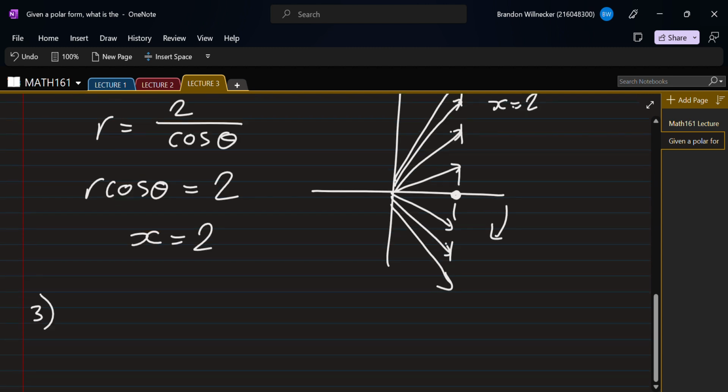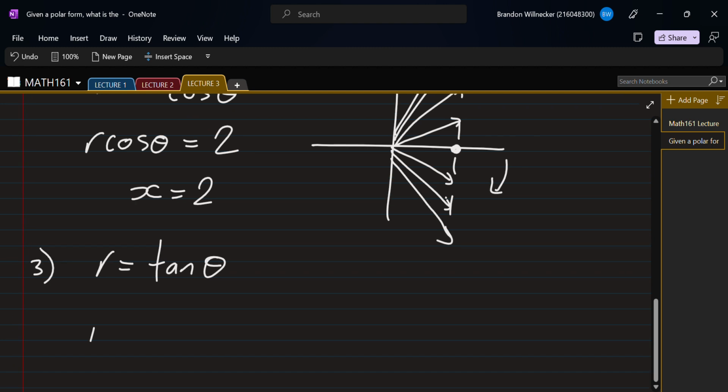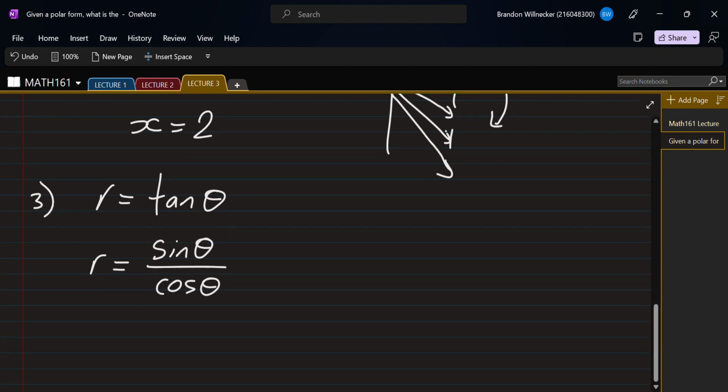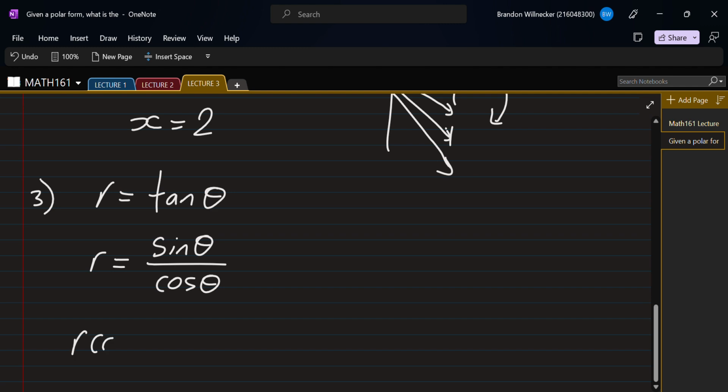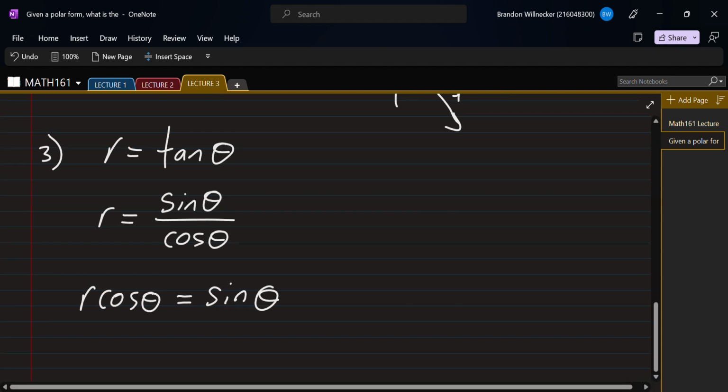Okay, last example for this, let's say r is equal to tan theta. Okay, again, if we ever have something that's not sine or cosine, we should convert. So this is going to be r is equal to sine theta over cos theta. Okay, now we want to try get this into a form with x and y. So let's start by multiplying both sides by cos. So we get r cos theta is equal to sine theta.